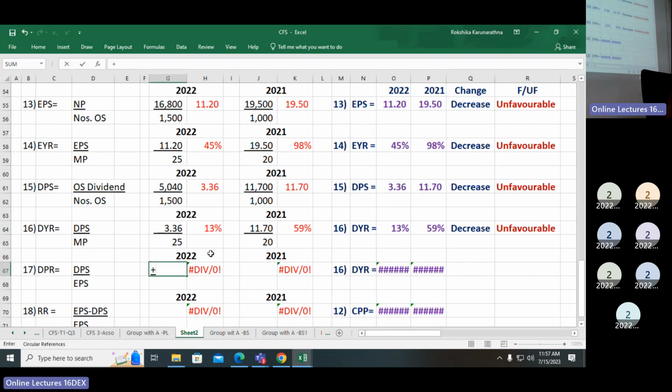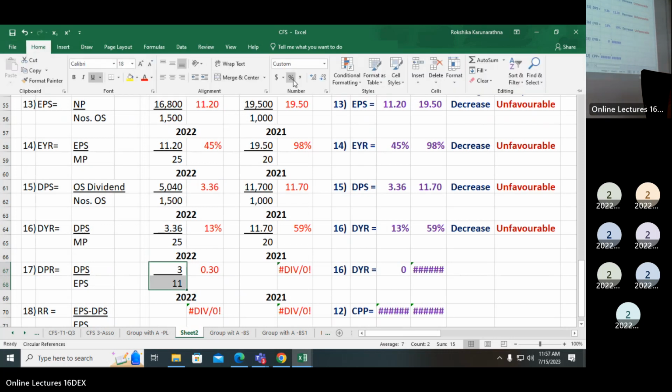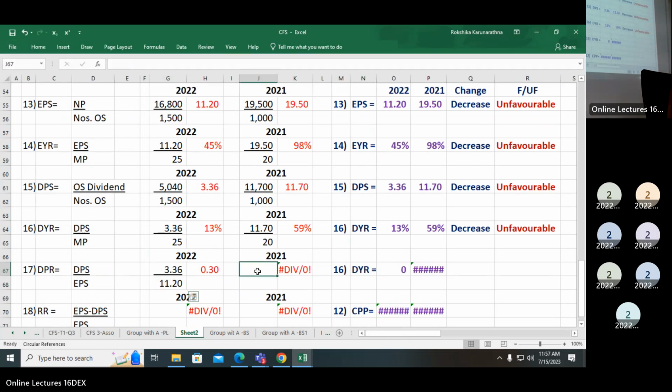Then dividend per share divided by earning per share. So last year dividend per share divided by earning per share.